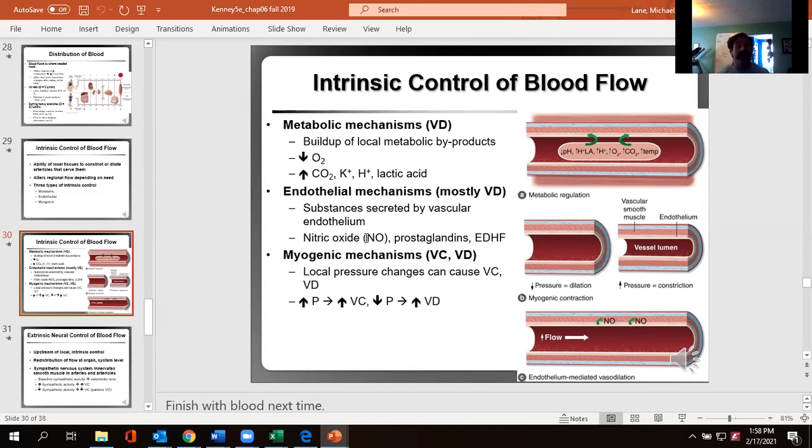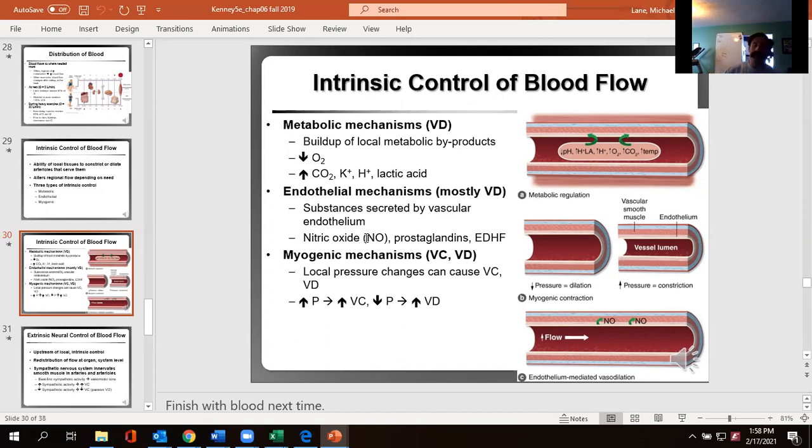A great example of the global effects of really large amounts of epinephrine is, if you ever saw somebody who got really, really scared or freaked out and they just turned sheet white, that's because they had vasoconstriction of the blood flow to their skin. Because of that, they're going to look very pallid because they've got less blood flow going to those areas. Now, we then have what's known as myogenic mechanisms.